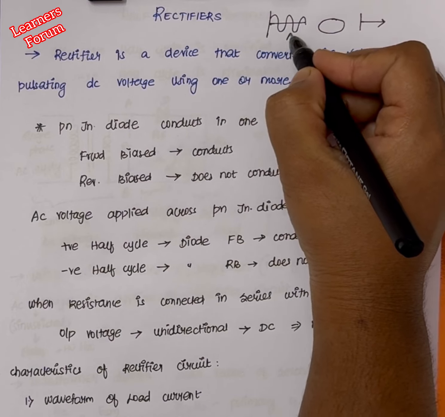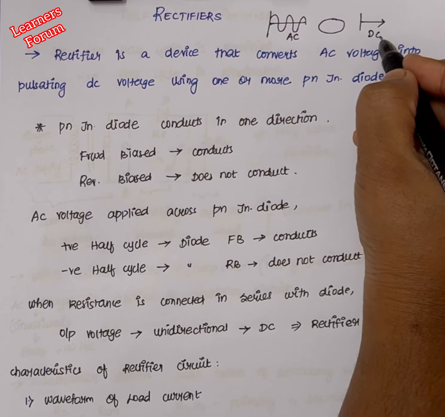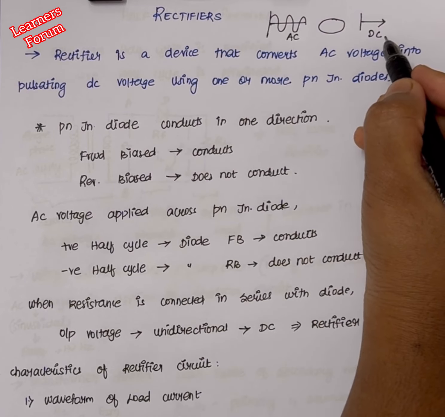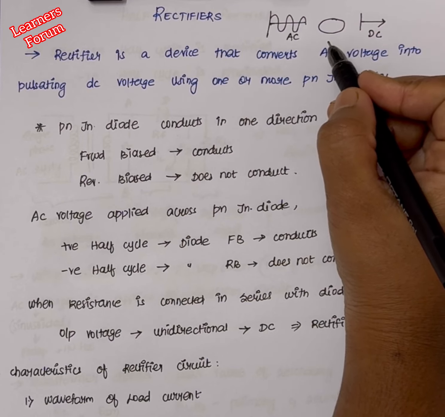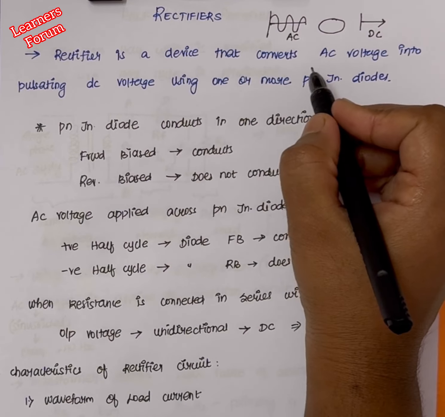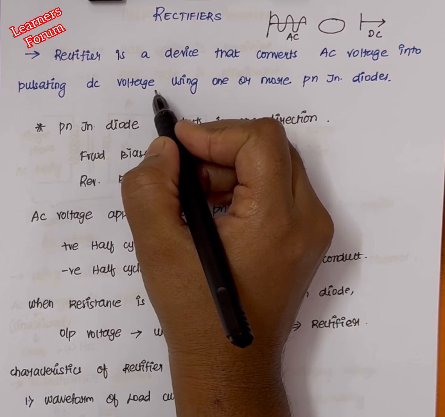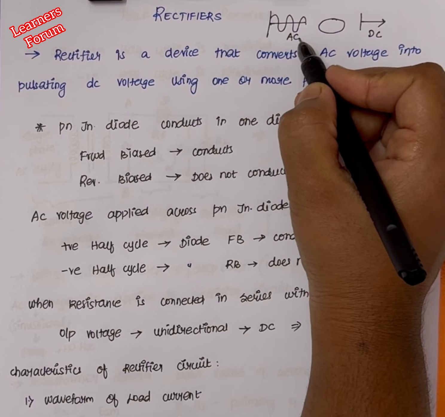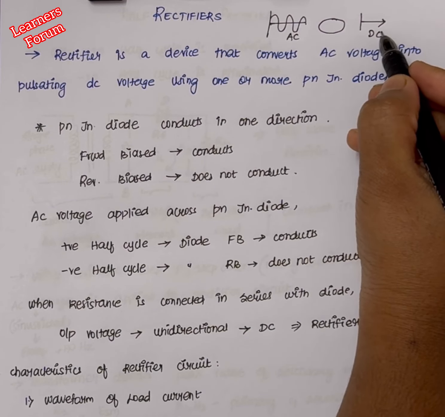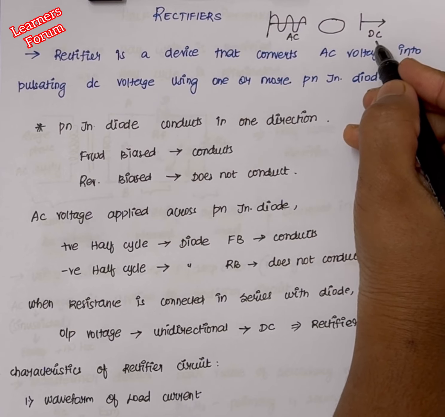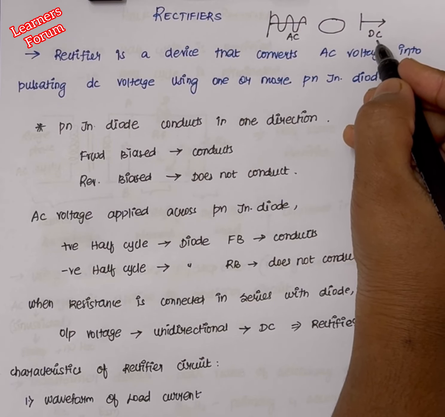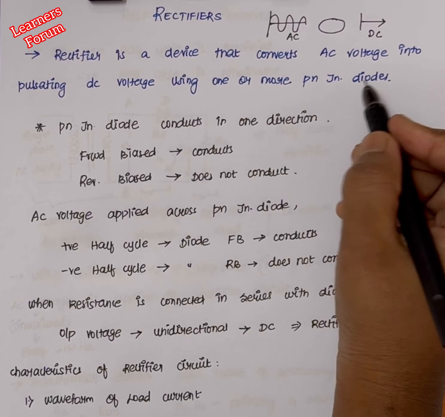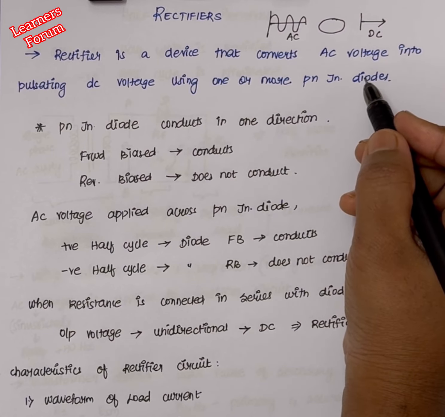So we call this signal an AC signal and this one a DC signal. So whenever we have to convert an AC signal into its equivalent DC signal, then we use a device called a rectifier. So a rectifier is a device that converts AC voltage into pulsating DC voltage using one or more PN junction diodes. So here the process is converted from AC to DC, but in terms of pulsating DC. Once after seeing the basic circuit operations, let us analyze what is the difference between a DC signal and a pulsating DC signal. So here we will be using one or more PN junction diodes. This is the basic process that occurs in a rectifier.